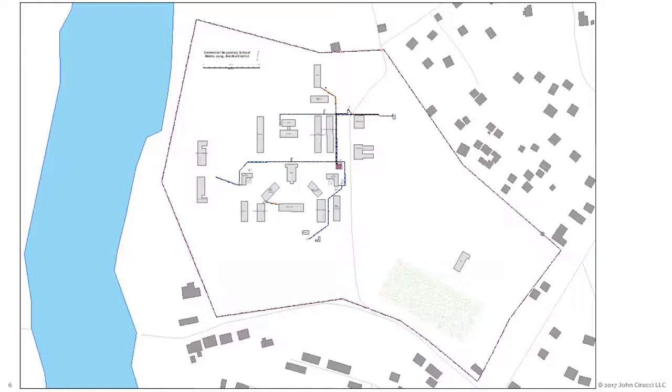And because we have all of our other information about where the buildings are, where our systems are, we can integrate that all together. And that's now, at least in our GIS, the official campus boundary.